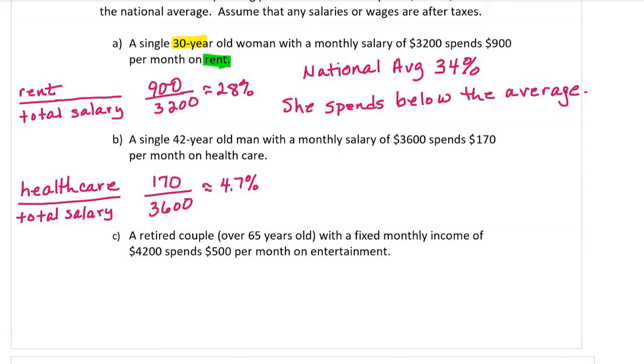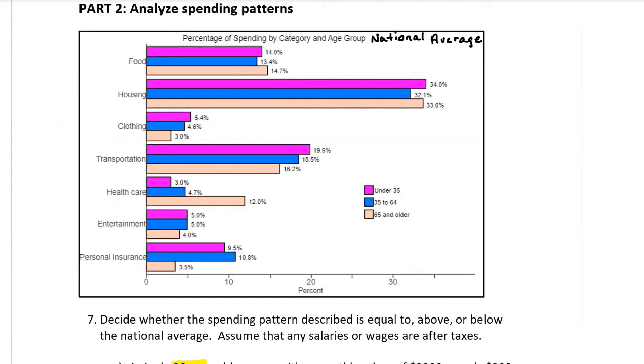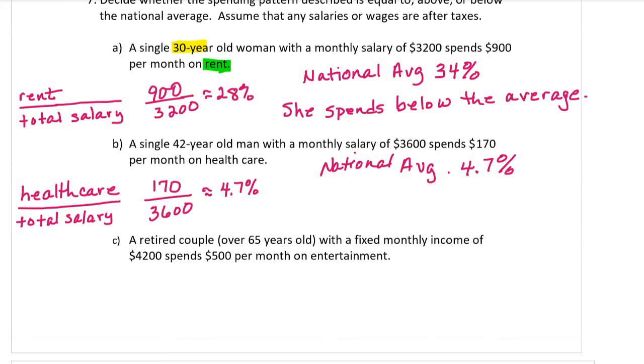One thing I want to point out to you is that just because this 3,600 appears first in the problem doesn't mean it goes on the top part of the fraction. That 3,600 is the total. It's going to go on the bottom part of the fraction. Okay, we're talking about health care, which is this section of my graph, and the man that we are looking at is in the age group of 35 to 64, that middle bar, and it's 4.7%. So the national average and this man's average is equal.